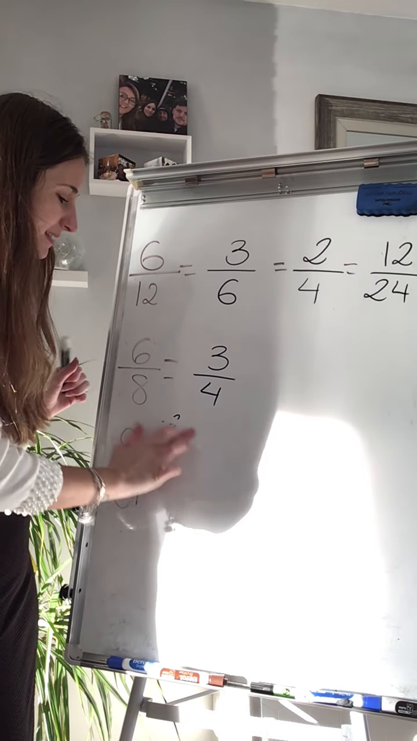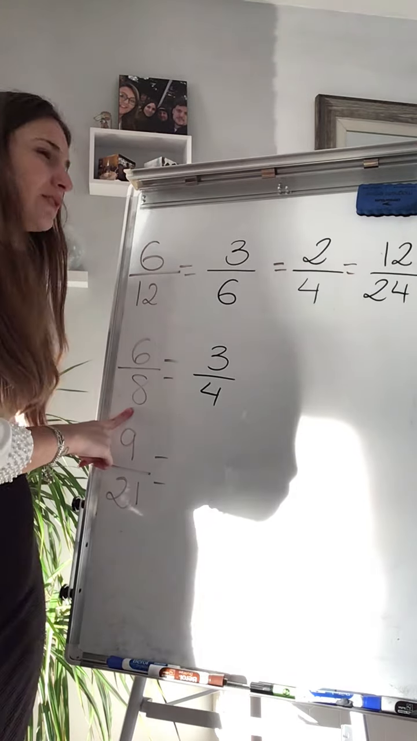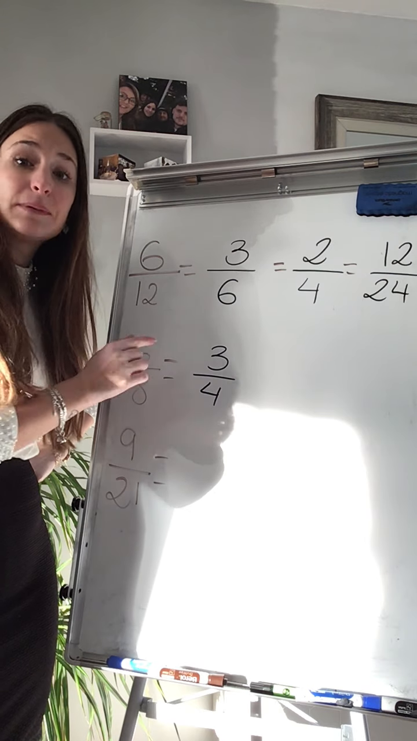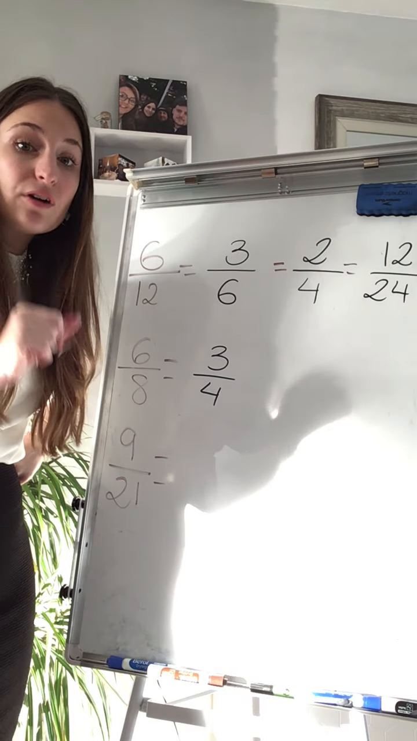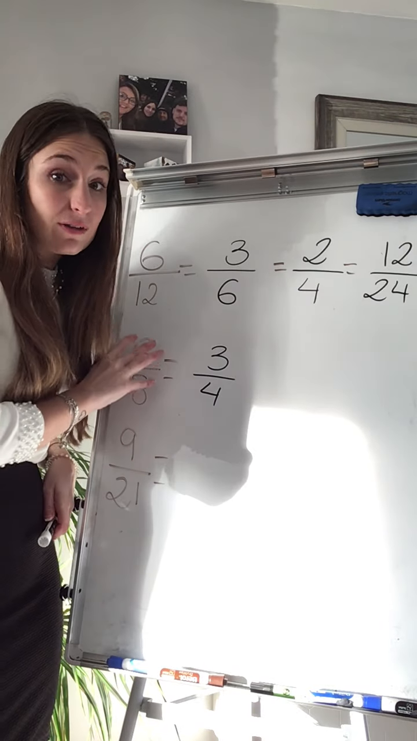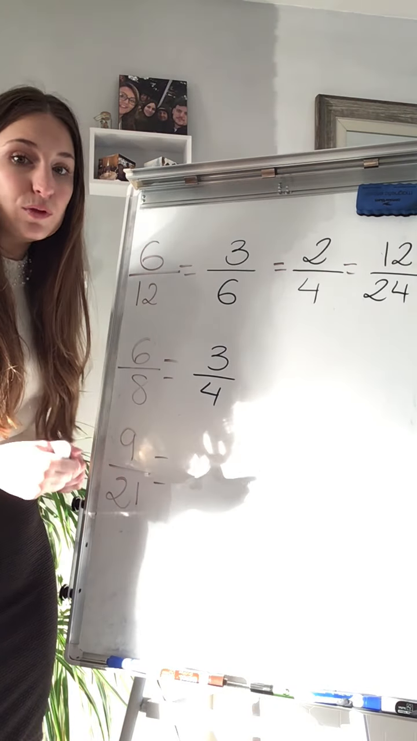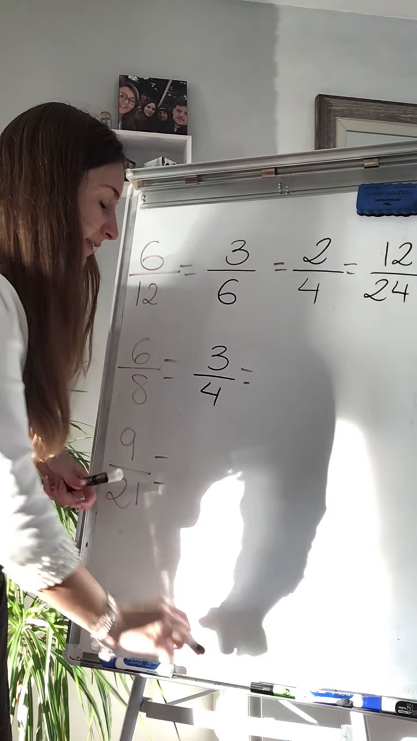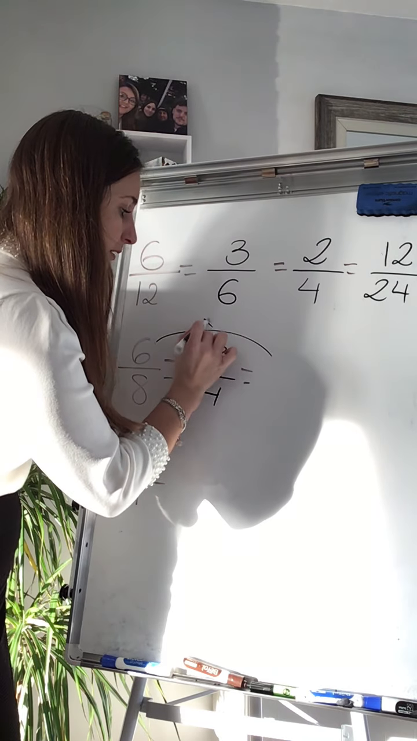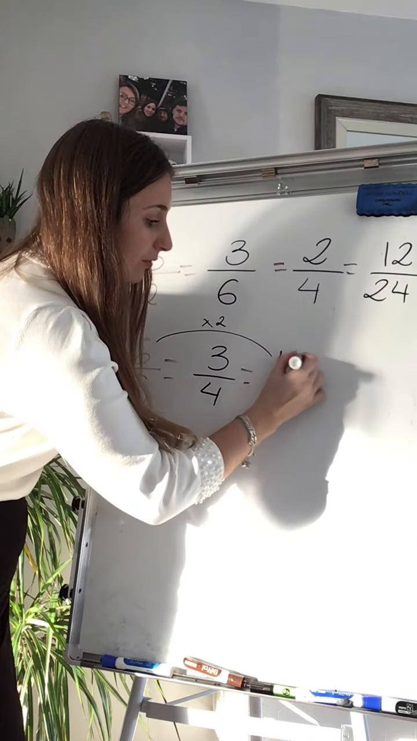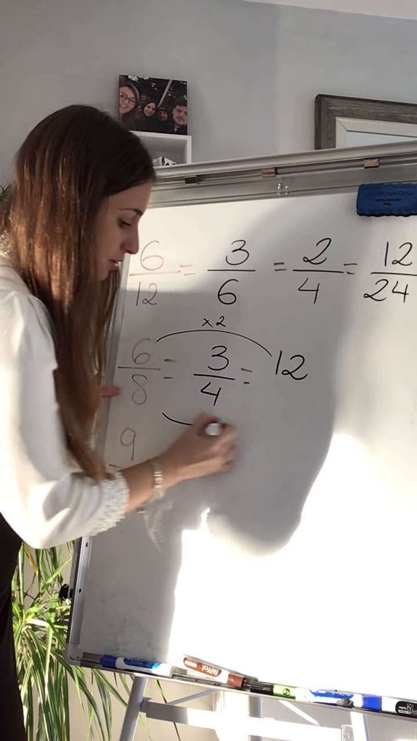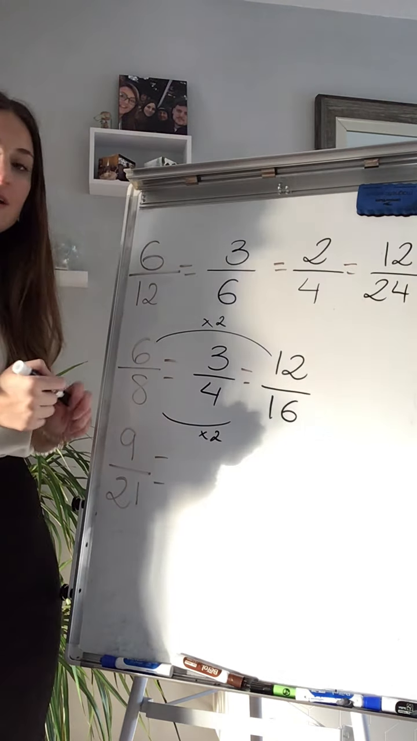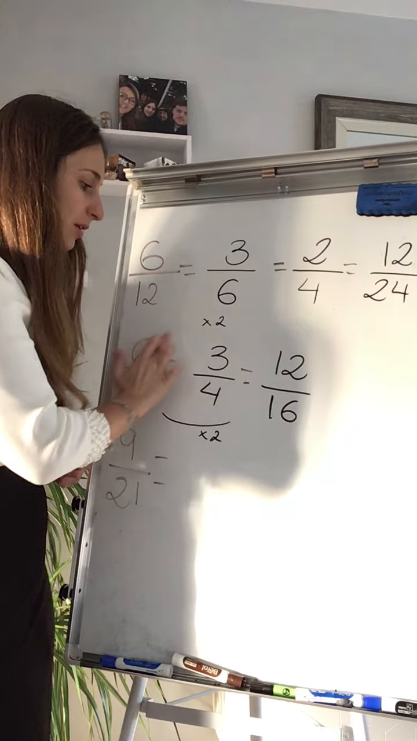Now 6 and 8, is it on my 3 timetable? No, because 8 is not on my 3 timetable. Is it on my 4 timetable? No, because 6 is not on my 4 timetable. So then I stop dividing, and now I'm going to find another equivalent fraction. If I cannot divide these numbers by the same number, then I'm going to multiply. I'm going to multiply by the lowest that I can, and that is times 2. 6 times 2 is 12. 8 times 2 is, well done, 16. So there you are, another equivalent fraction.